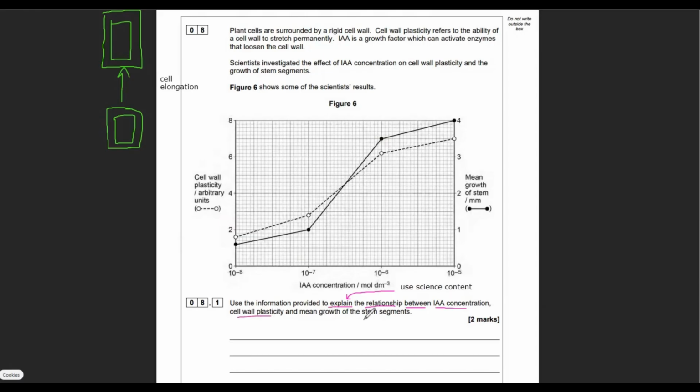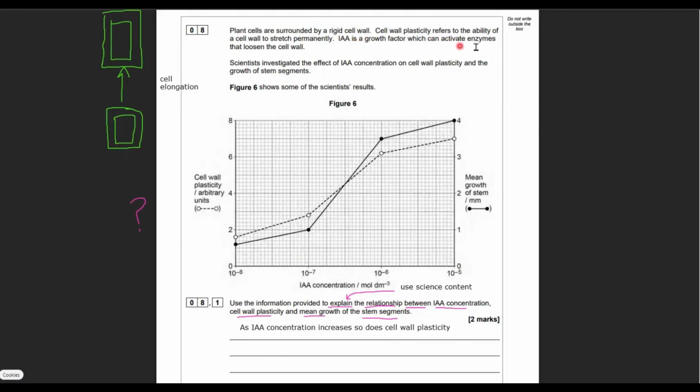Now it's 2 marks. You're going to get 1 mark for a description within the explanation and then 1 mark for the scientific content. Okay, so we need to comment on the relationship between IAA and the dashed line and the solid line, the cell plasticity and the mean growth of the stem. So I'm just going to say, as IAA concentration increases, so does cell wall plasticity, and the mean growth of stem segments.